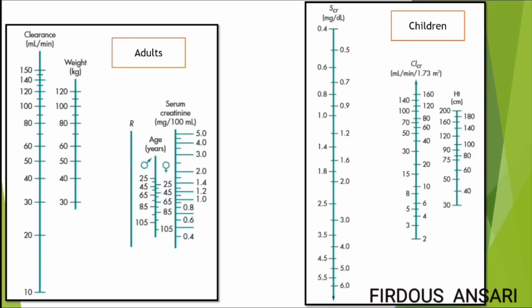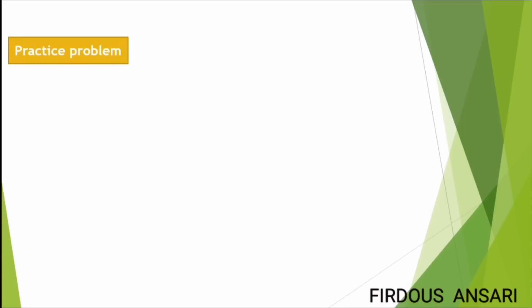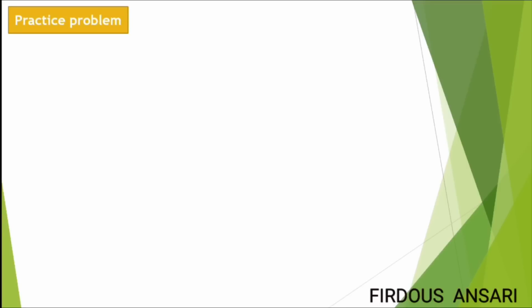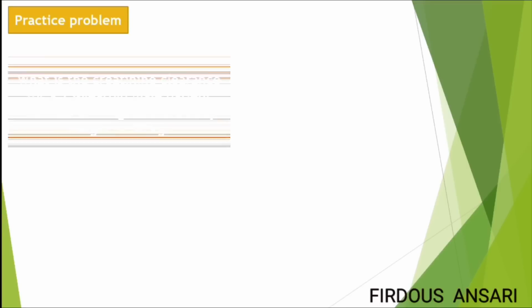Another way of calculating creatinine clearance is by using nomograms. We have different nomograms for adults and different nomograms available for children. So have a good look at these nomograms. If you want, you can even take a screenshot of these nomograms. Next, we'll have some practice problems. So the first problem goes like this.